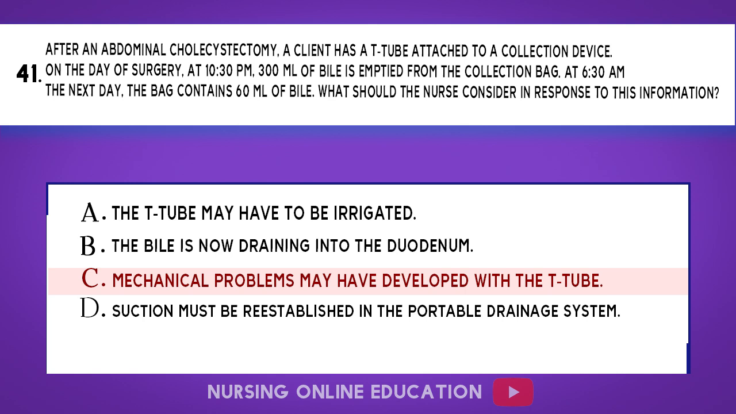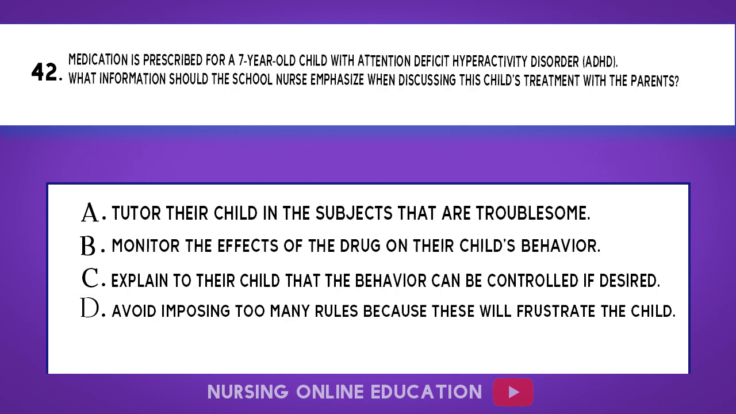The answer is option C. Mechanical problems may have developed with the T-tube. 22. Medication is prescribed for a 7-year-old child with attention deficit hyperactivity disorder, ADHD. What information should the school nurse emphasize when discussing this child's treatment with the parents?